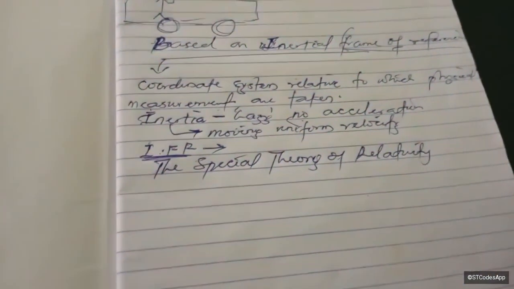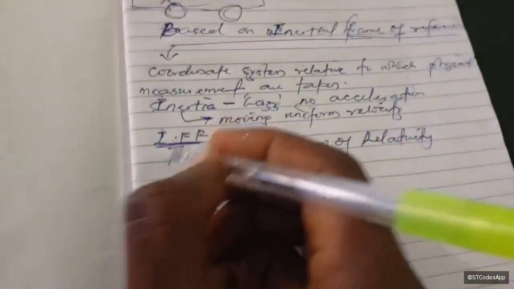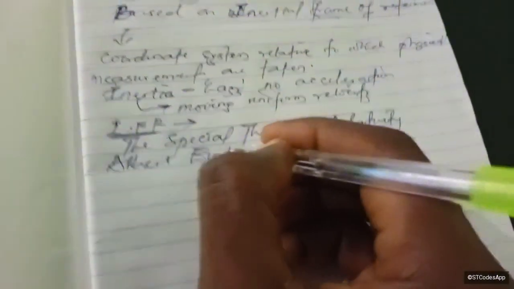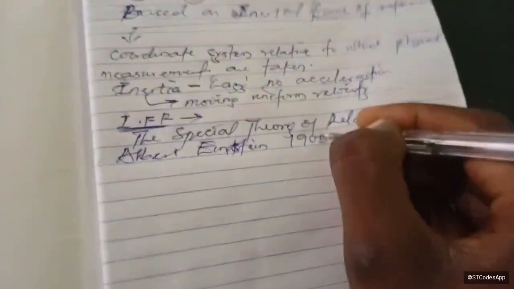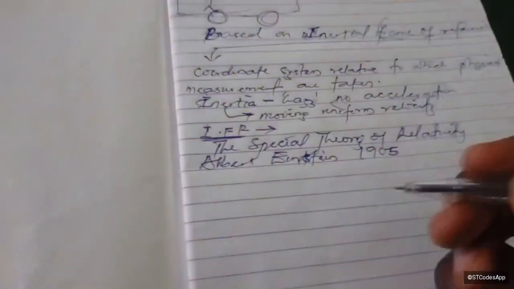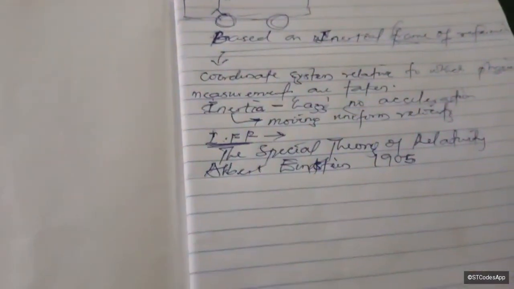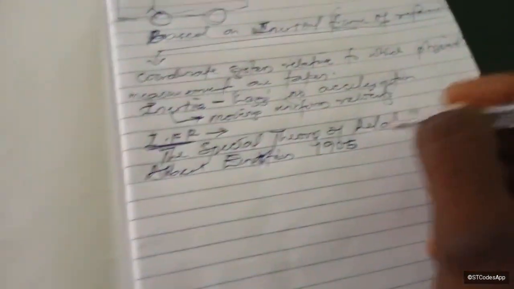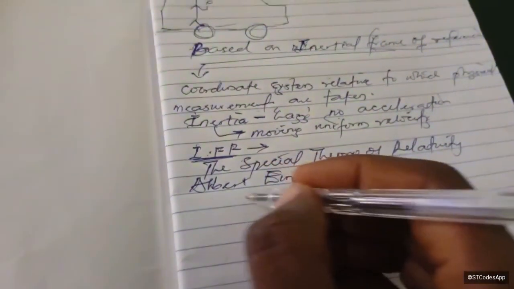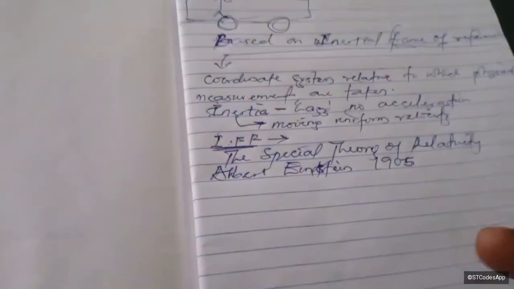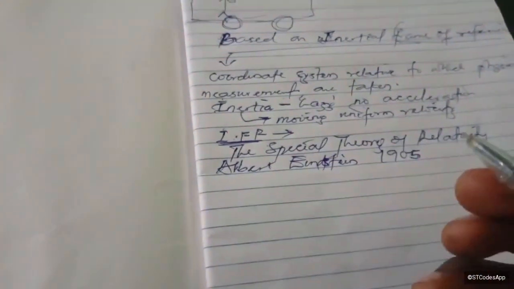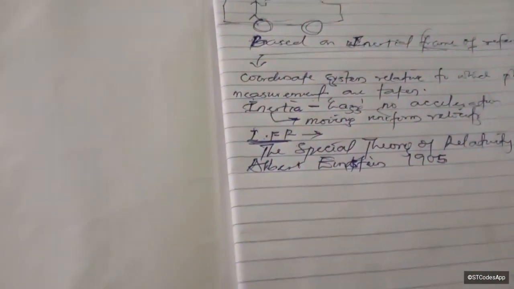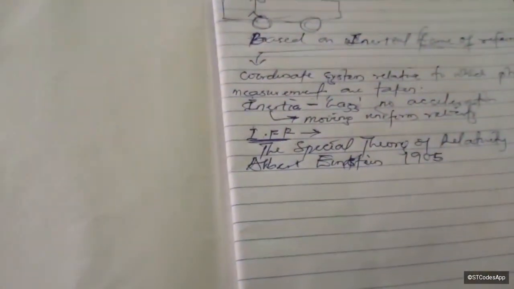Now, first understand that it was proposed by Albert Einstein in 1904 to 1905. Some sources have it as 1904, some say it's 1905, but basically, I think it's 1905. It's concerned with bodies that are moving with constant velocity, or bodies that are not accelerating. So that's what the special theory is concerned with.